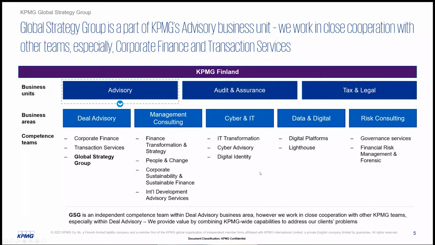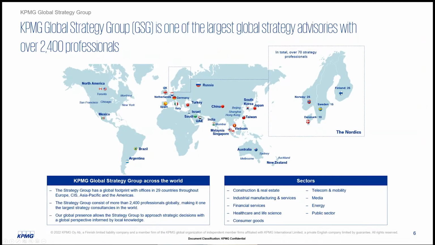Yeah. And GSG, as the name says, is global, so we operate across the globe. In total, we have something like 2,400 professionals, and in Finland we are a team of about 25 persons. We do a lot of cooperation with the global teams, but our team in Finland is still its own entity within the global network, and we serve a variety of sectors.